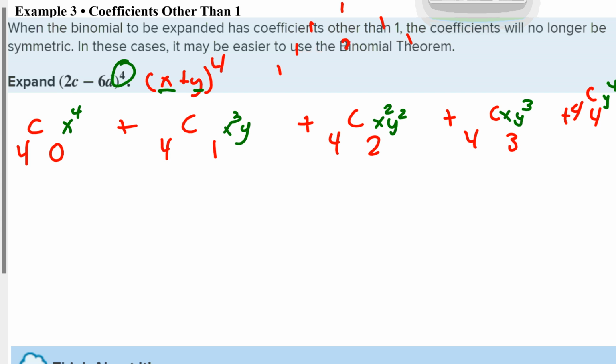But because now I have different numbers than just a plain variable, now I have 2c in there. That'd be 2c to the 4th, then 2c cubed, 2c to the 2nd, 2c, and then no 2c.